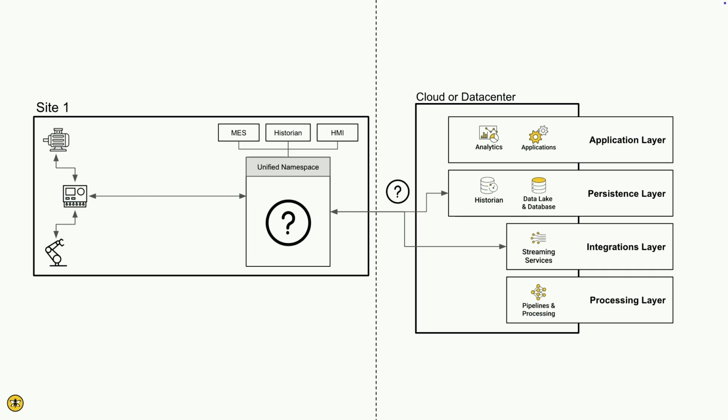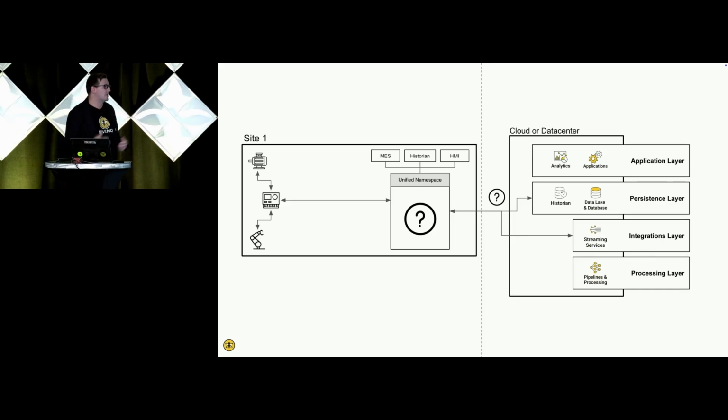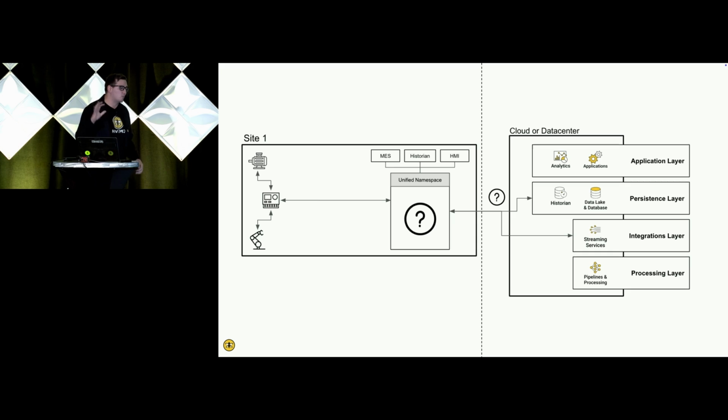And so if we look at, this is a very simple drawing. This is the sort of drawing I do when I'm bored. So if we look at a very simple problem statement, we have devices, PLCs, sensors, robot arms, whatever it might be. At the edge, we've got various applications and functionality and additional systems like MESs or historians or HMIs running within that site. And then we have our core applications. We have our core technology, analytics, business applications, industrial applications, our persistence layer, our integrations layer, our processing layer. We have all of that maybe within a cloud, maybe within a data center. And fundamentally, our question is how do we integrate all of this?